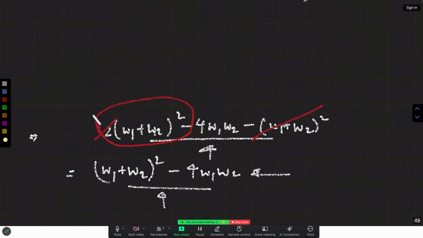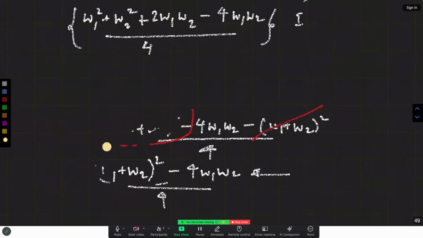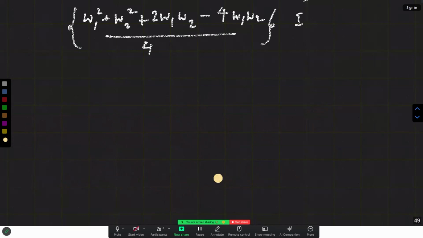Notice we are over here, right? So what am I going to do? I'll open this. What is (a plus b) whole square? A square plus b square plus 2ab, correct? And this is minus 4ab, and this is divided by 4. One more thing: you have moment of inertia outside. I hope I'm not wrong over here. Now this gets cancelled. This quantity is plus 2 and minus 4, which is minus 2. So I'm getting omega 1 square plus omega 2 square minus 2 omega 1 omega 2, and the 4 is going to be over here itself.